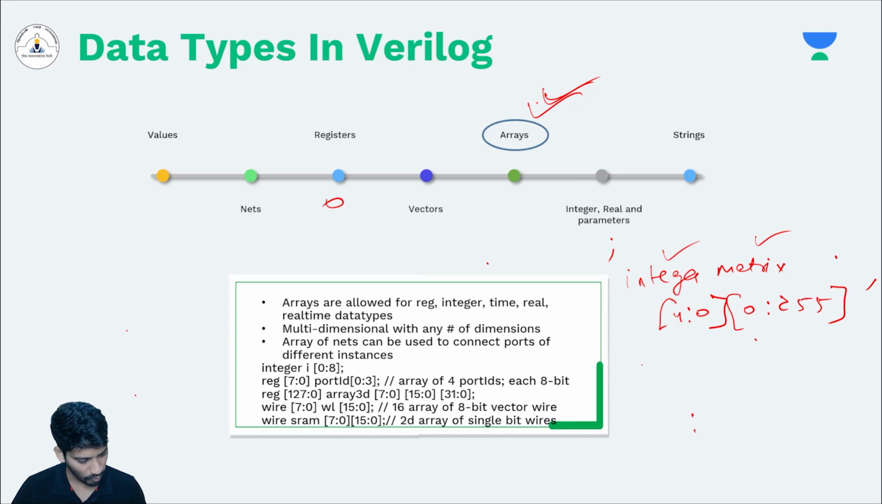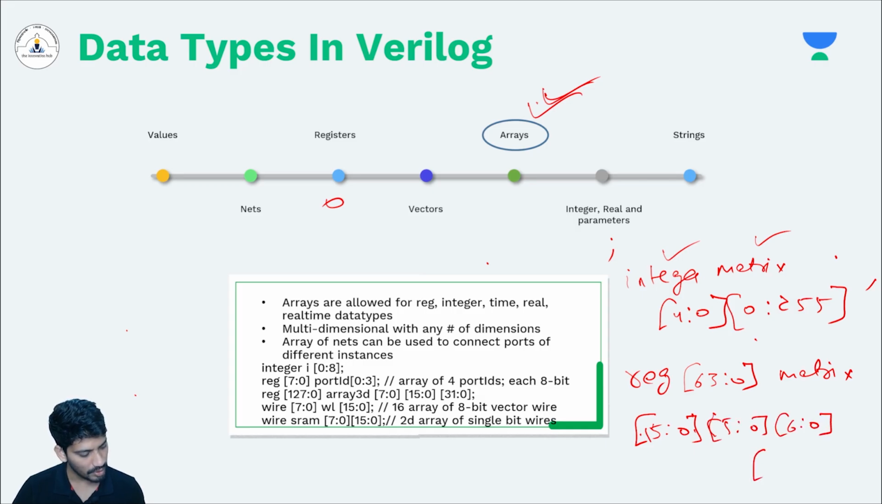If I want to define a 4-dimensional array matrix, I can do it like this: a register which has 64-bit data, matrix with 4 dimensions like this: 15 down to 0, then 5 down to 0 as the second dimension, third dimension 6 down to 0, fourth dimension 255 down to 0. So this is how you can define a 4-dimensional matrix of width 64 bits.